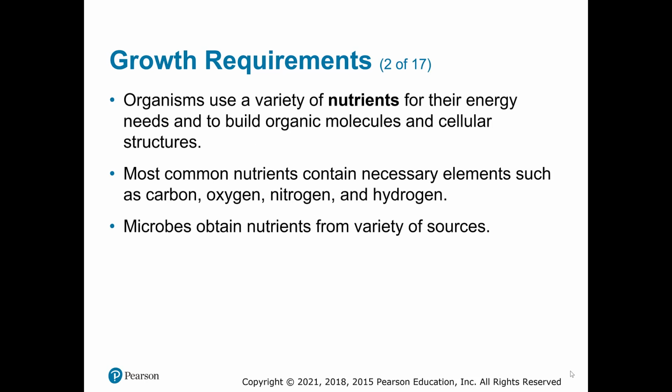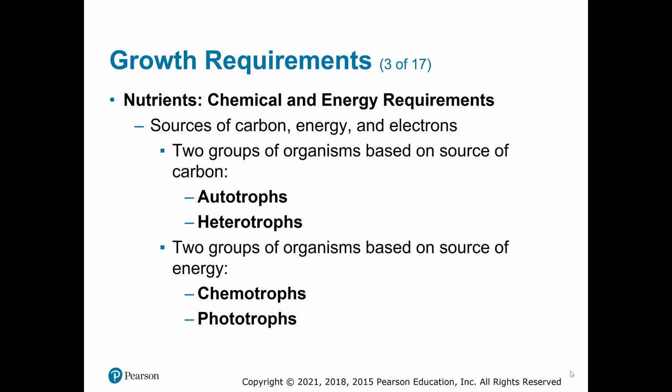All right, growth requirements. This is a summary of all the different types of nutrients that bacterial cells are going to need to do their metabolic work so they can grow and they can divide. So the first type of requirement is chemical and energy requirements, more particularly carbon and energy. We can classify bacterial cells based on what they use as their carbon source and what they use as their energy source.